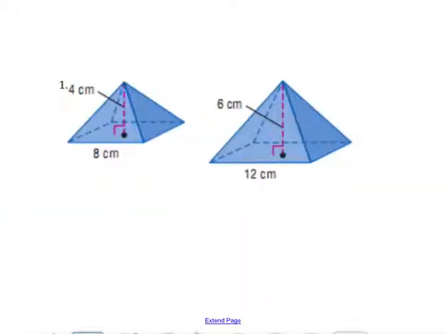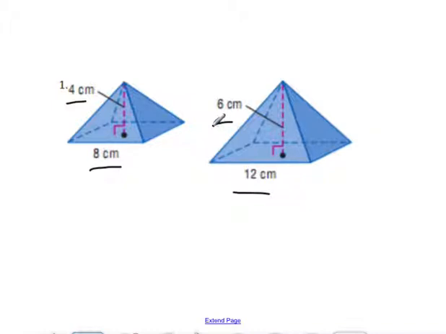So let's take a look at this first one. So we're going to determine whether these solids are congruent, similar, or neither. And if they're similar, we're going to figure out the scale factor. Well, clearly they're not congruent because our base edge and our height are not the same measure. So our hope is that it's similar, and if it's not similar, then it's neither.